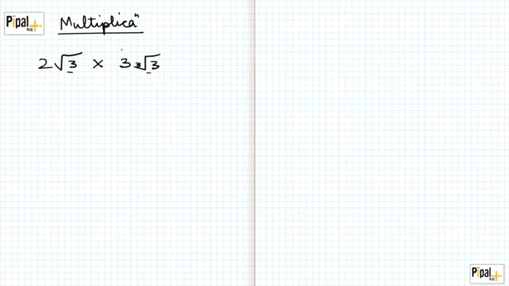So what we do is we multiply the non-surd part with the non-surd part. 2 times 3, 6, right? Now how do we deal with this? This part, let me rewrite as 3 to the power 1 by 2. And this, let me rewrite as 3 to the power 1 by 3, right?